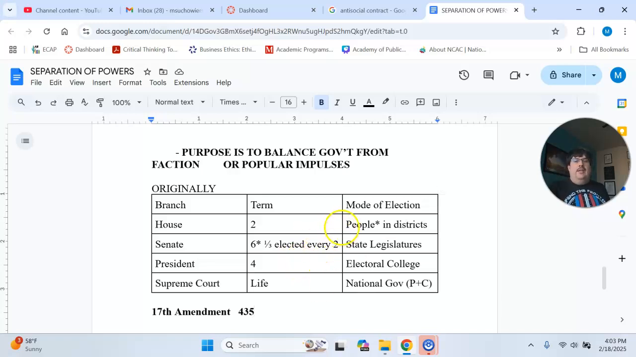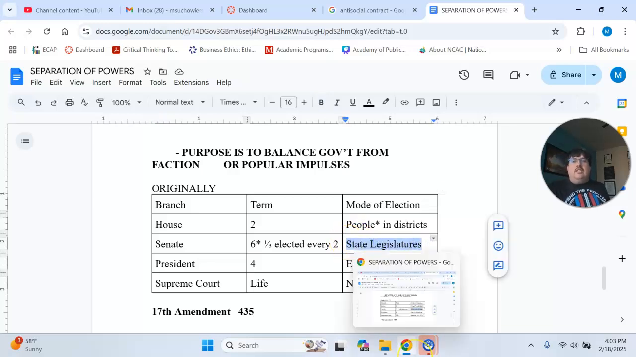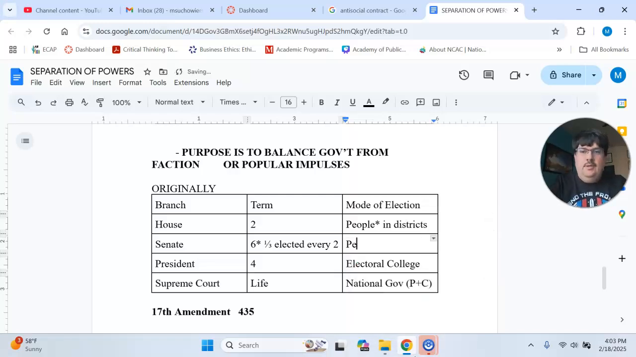So our current system is still in place. People in districts elect people in the House. However, this got changed. The 17th Amendment to the Constitution changed the Senate to being elected by people statewide. The reason it was set up the original way is so that one segment of the population doesn't have more say than any other segment. But now we have the people and people. Yes, it's more democratic, but is it necessarily more republican in the sense of being more balanced? I don't know. So we did that.